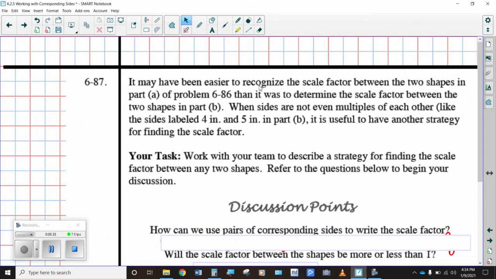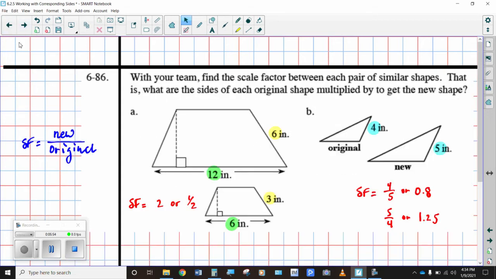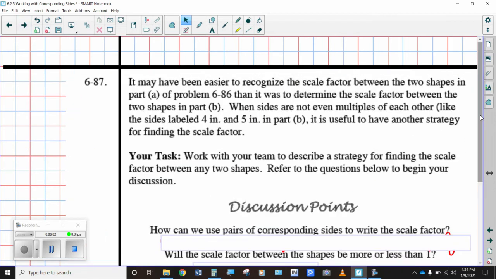All right, so it may have been easier to recognize the scale factor between the two shapes in part A of this problem than it was to determine the scale factor of the two shapes in part B. When the sides are not even multiples of each other, like 4 and 5 in part B, it is useful to have another strategy for finding the scale factor. And so here, I guess, maybe I jumped the gun by showing you this formula, the fact that we're talking about a ratio of two sides, but that is the process that we want to use here.